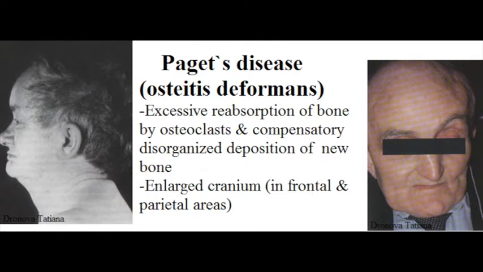Paget's disease. Excessive reabsorption of bones by osteoclasts and compensatory disorganized deposition of new bones. Enlarged cranium in frontal and parietal areas. Myotonic face results in wasting and weakness of muscles of face. Patient has characteristic features such as long face, facial weakness, drooping eyelids, open triangular-shaped mouth.